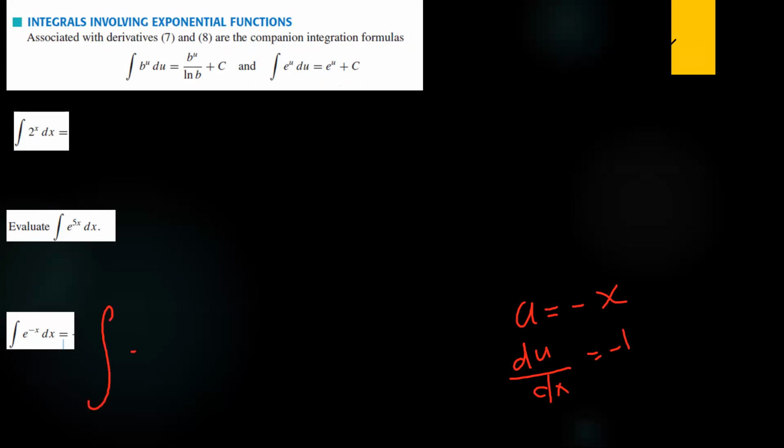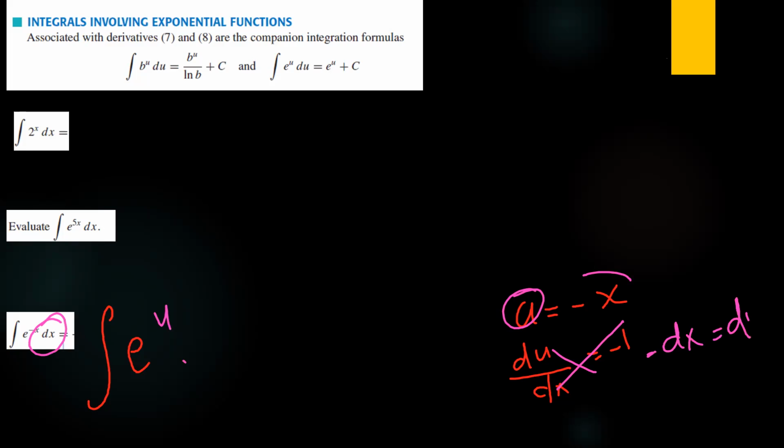Now, let's find the integration of e to the power negative x. As we did before, assume that u is negative x. So du over dx will be negative 1. Now, instead of negative x, write u. And instead of dx, let's make a cross product. So negative dx is du, so dx will be negative du.